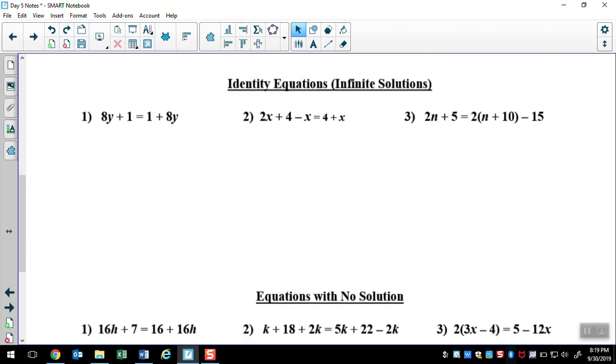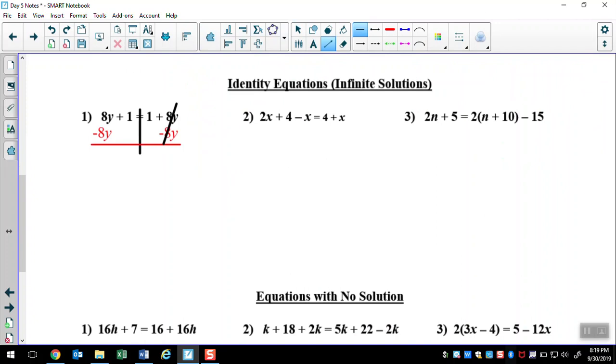So first we're going to start with some equations that are infinite solutions. I'm going to do the first one, and then I want you to try the next two. So I'm going to start by drawing my line. I need to get my two y's together, so I'm going to subtract. I'm going to take this 8y and move it over by subtracting. So I'm going to subtract 8y. These cancel each other out. And now I can come over here to simplify.